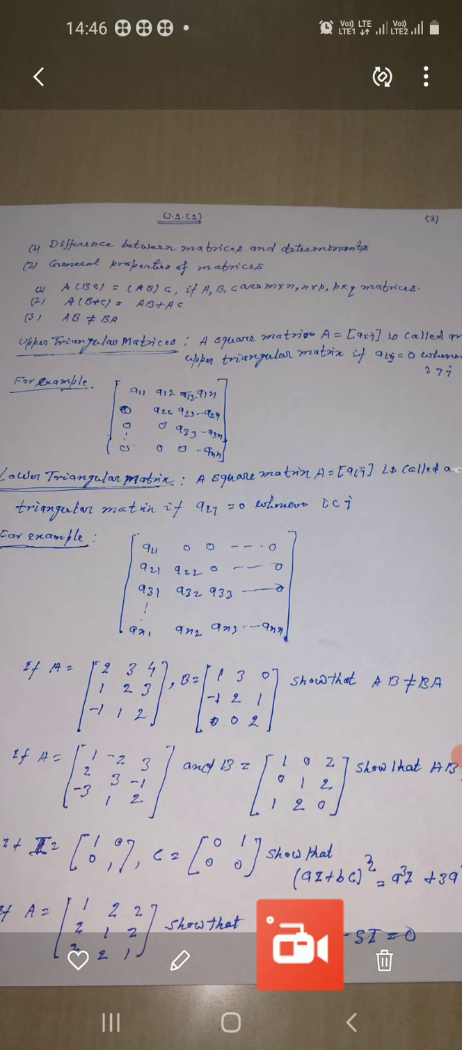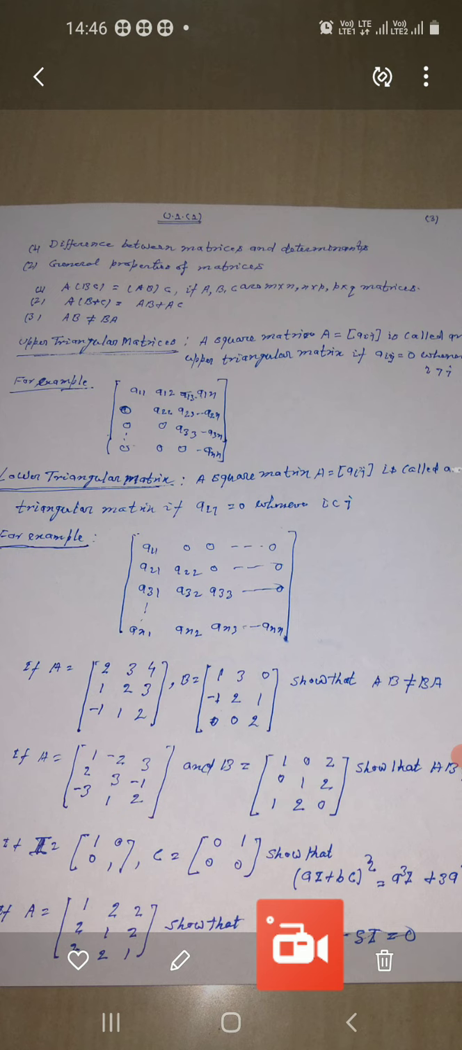Now we will discuss general properties of matrices. You know, addition, subtraction, division, multiplication, and so on, and how to multiply, and what are the properties related to matrices. All is known to you. You have to prove something.